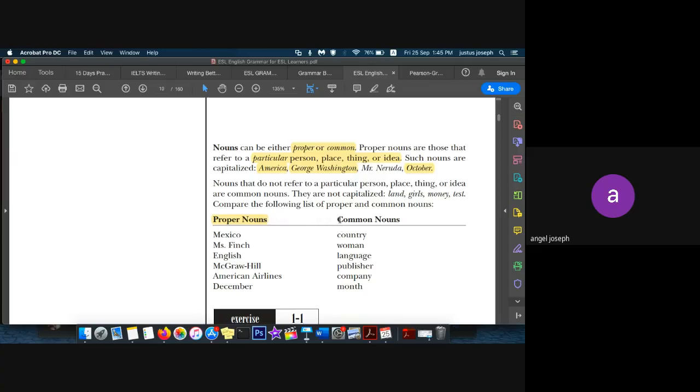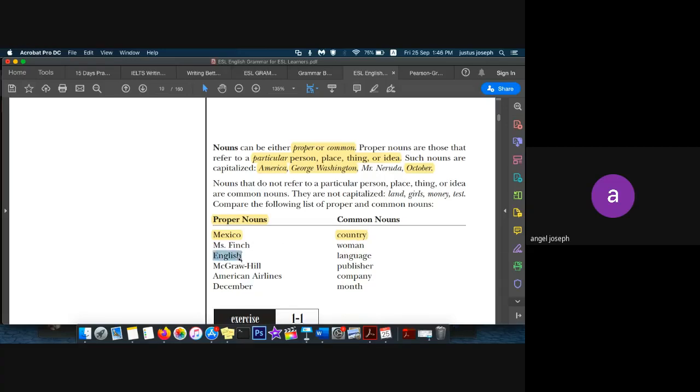Now, there is something called common nouns also. A common noun is more general. It is not about one particular person, but rather about a group of something. When you look at this table, you will understand it clearly. Proper noun is Mexico, the name of a country. But what is country then? Country is also a noun, but it's a common noun. That's the difference. Just like that, Miss Finch is a name, a proper noun. Woman is a common noun here.